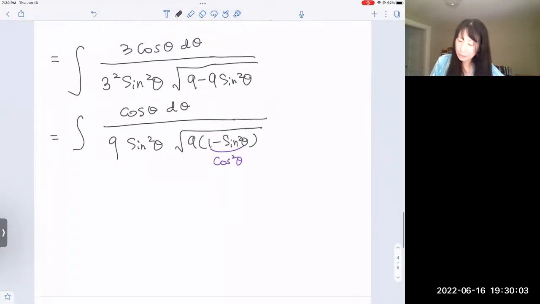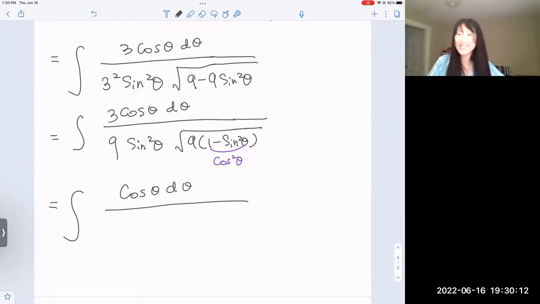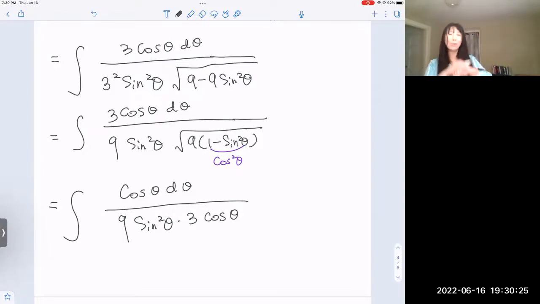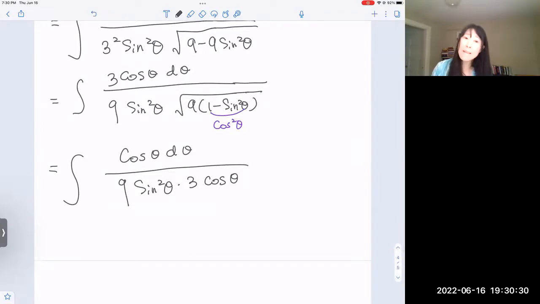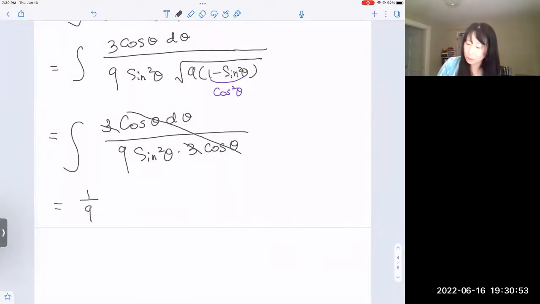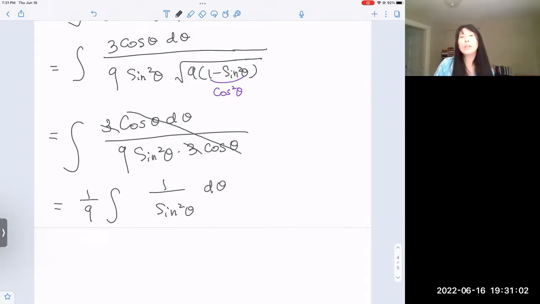So we have 3 cosine theta d theta over, we're missing the 3 cosine theta. Yes, missing 3. Thank you so much. And sine squared theta and 3 cosine theta. Very good. So we have the 3 cosine theta d theta, and the cosine theta cancels. All right, so we take out 1/9 and we have 1 over sine squared theta d theta.